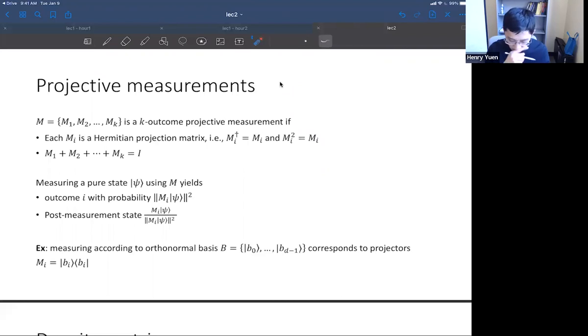So this is what the formalism is. A set of matrices M1 up to MK is a K-outcome projective measurement if each of these matrices is a Hermitian projection matrix. Formally, what that means is it's Hermitian, and if you square the matrix, you just get itself. Furthermore, if you add up all these projection matrices, they sum up to the identity. In particular, it means that all of these matrices are orthogonal to each other.